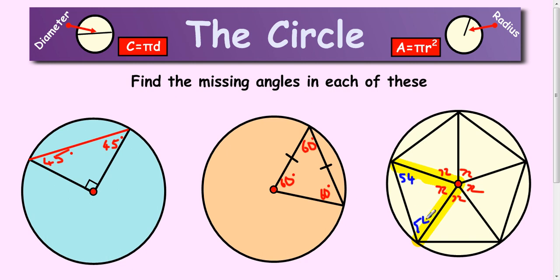Which means that all your other angles must be 54. That's 54, because they're all the same. 54, and so on, all the way round. And that's your answer.